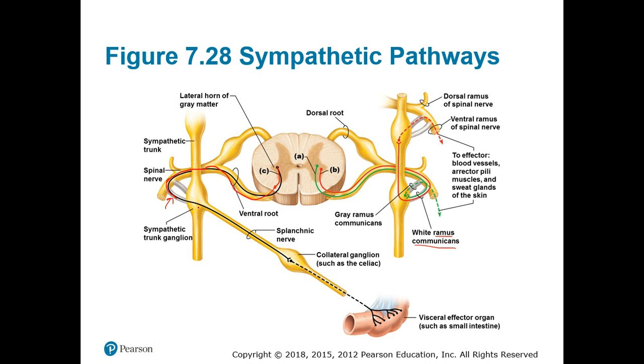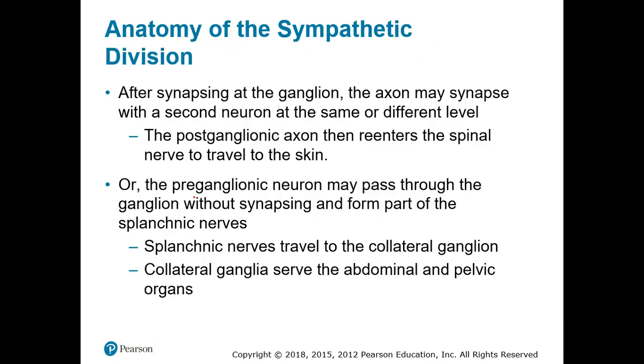Once it gets in here, it can decide to do two different things. So there are two pathways it can take. The first pathway is if it decides to synapse to your postganglionic neuron in your ganglion. The other, if it decides to pass right through and does not synapse. So one synapses and the other doesn't. If it does synapse at the ganglion, the axon then goes to your second neuron at the same or different level and then just re-enters the spinal nerve to travel to the skin.